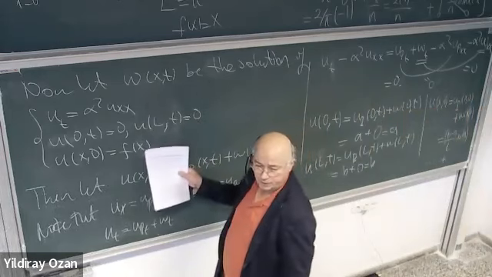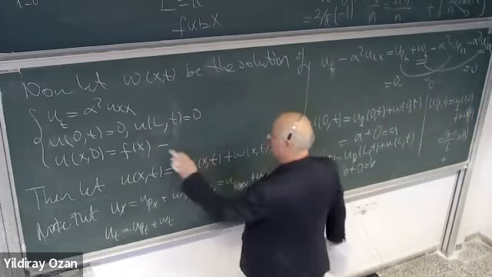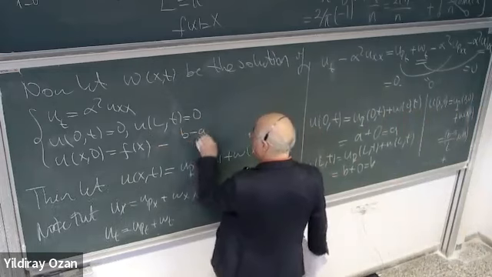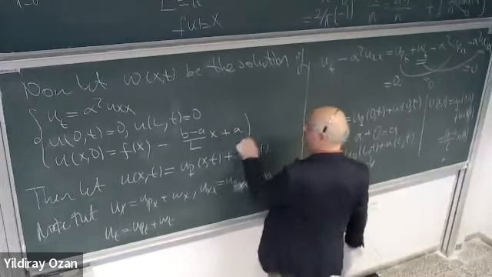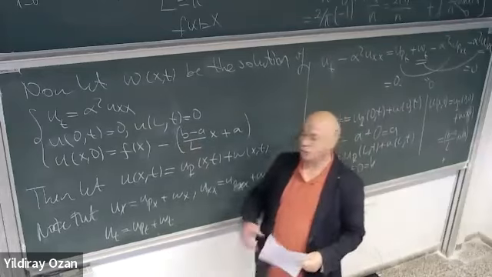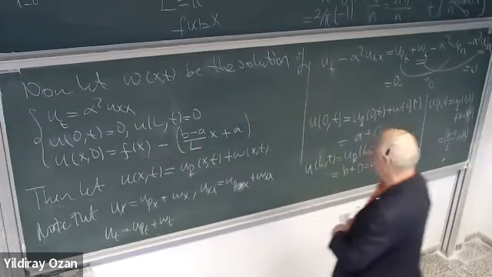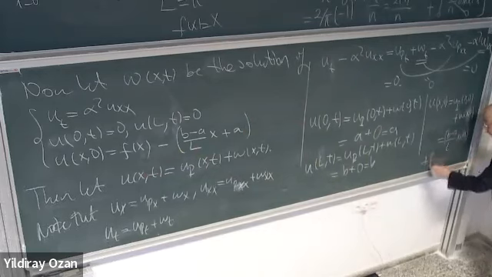w won't be the solution of this one, but it will be the solution of this one: f minus this gadget, (B minus A) over L x plus A. So I have to modify the initial condition like this, so that I get f of x minus this expression, the same thing, so the result would be f of x.